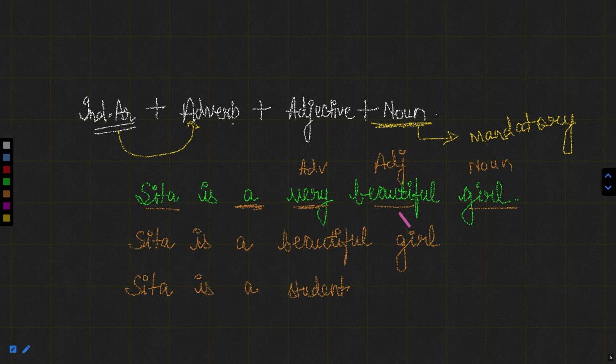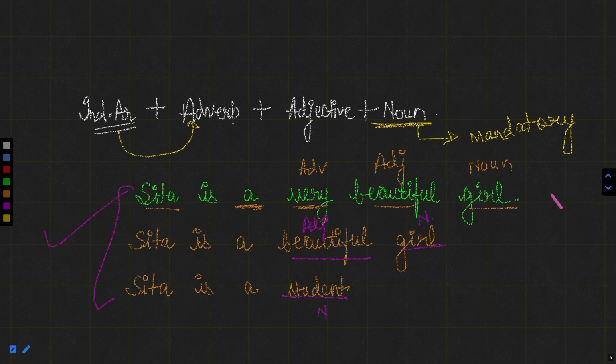Okay, now if I see all these sentences, beautiful is an adjective and girl is a noun. Now I have removed the adverb from this sentence, but the sentence is correct. Why so? Because I have just removed this adverb. In the next sentence, I have removed both the parts of speech, adverb and adjective, and I have written only the noun, which is student. So here again, the sentence is correct. So all these three sentences are correct.